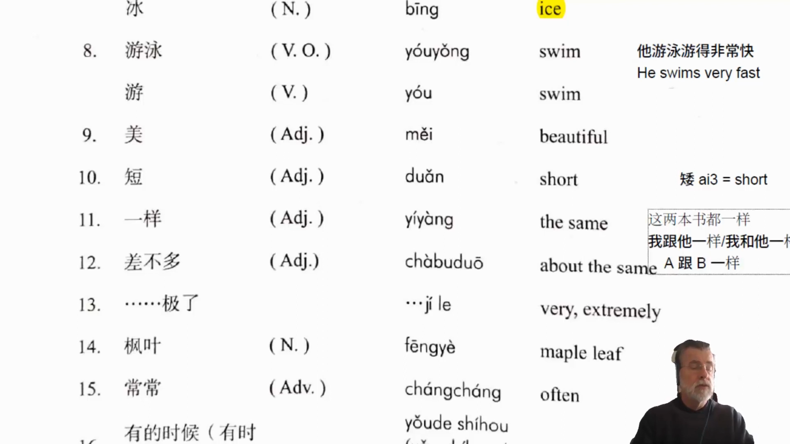Yeah, the two things that we compare come on either side of 跟 or 和. So what is the role and the meaning of 跟 or 和 in this? Well, if we say "I am the same as him," we use the preposition "as," and the Chinese use 跟 or 和, A 跟 B. So the two things you're comparing come first.